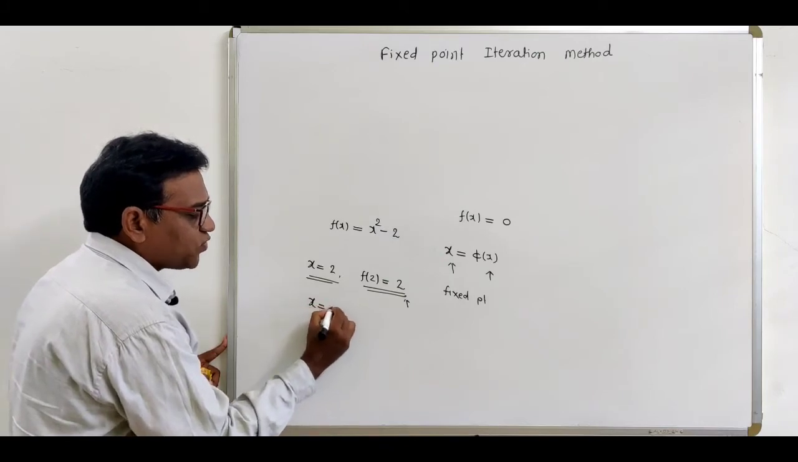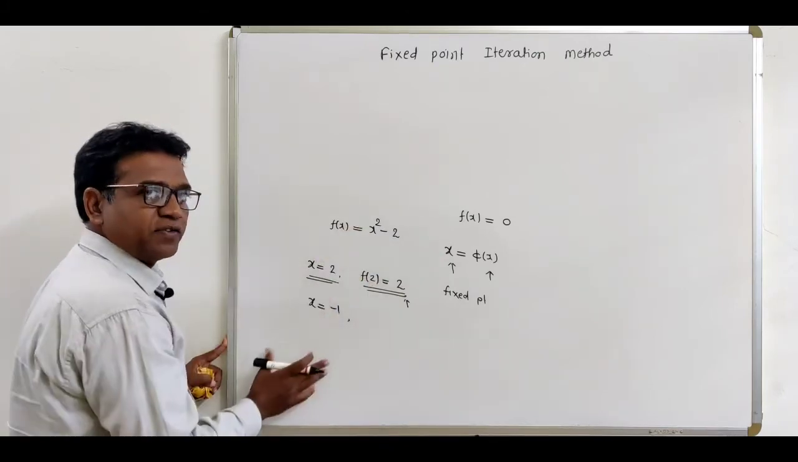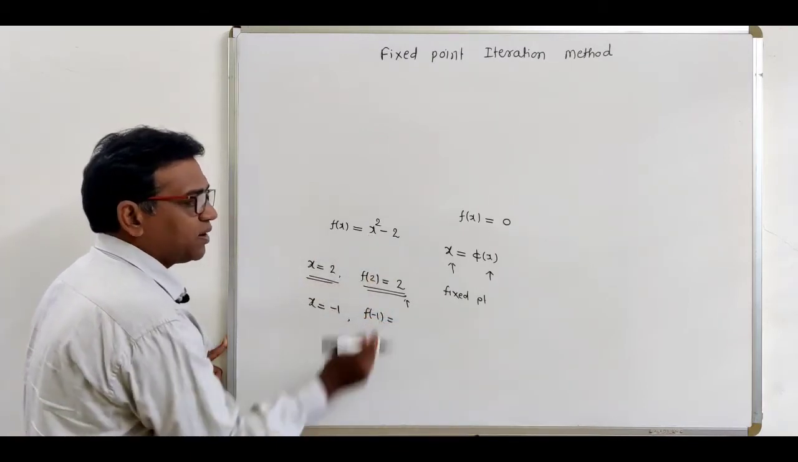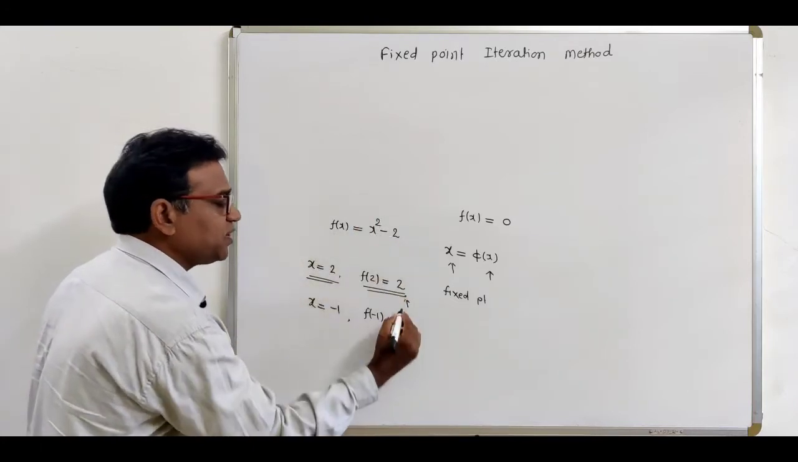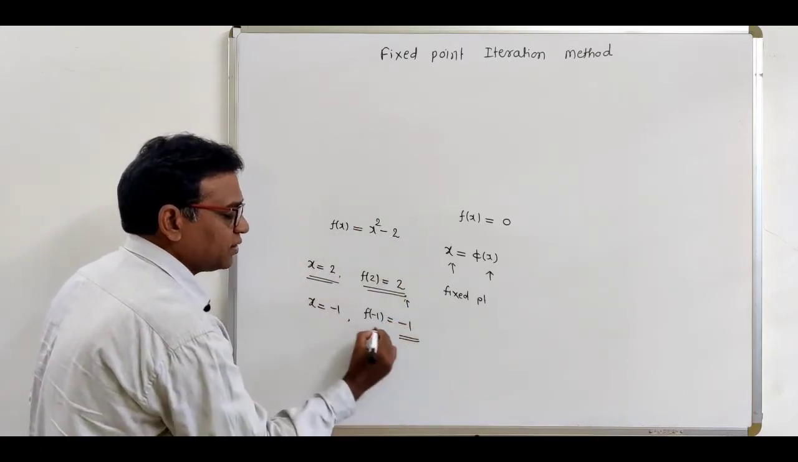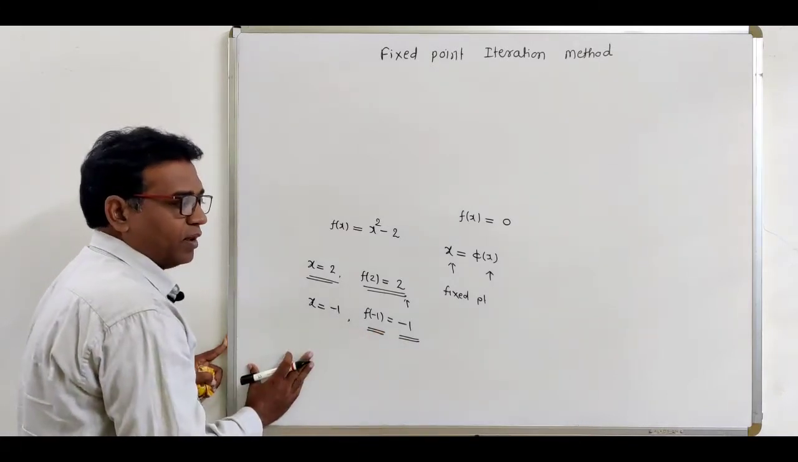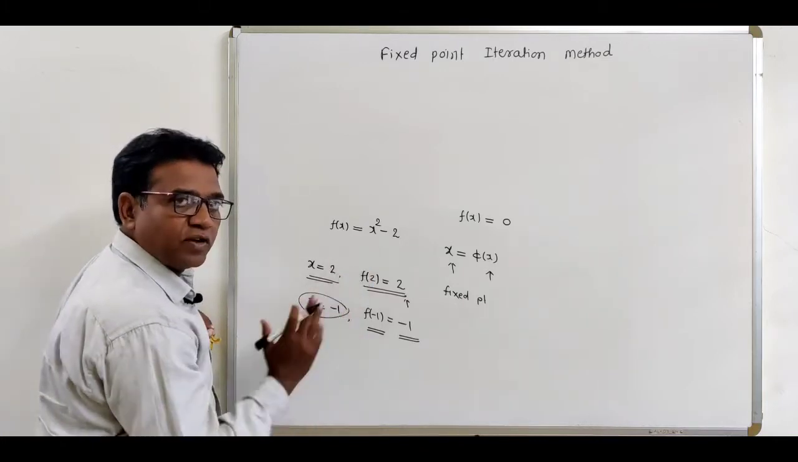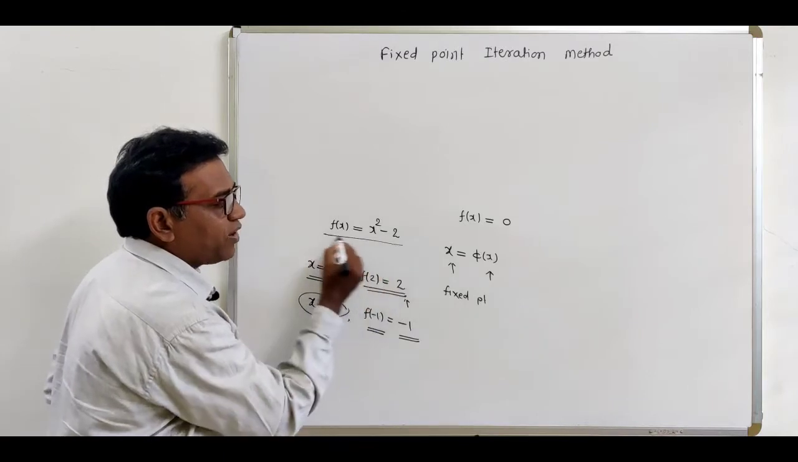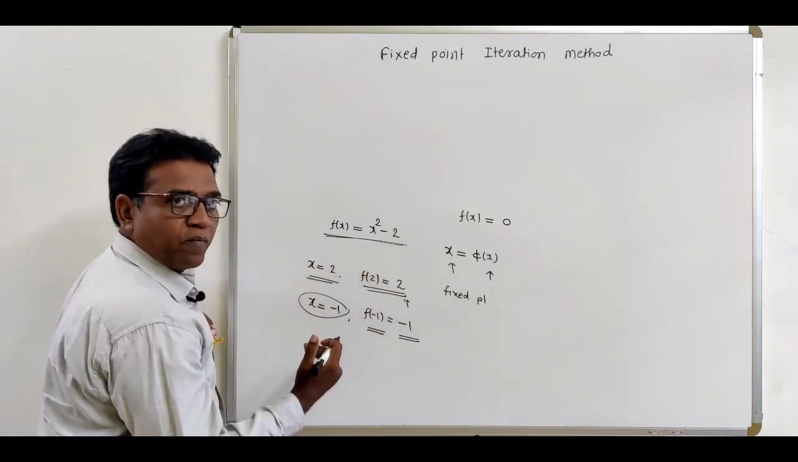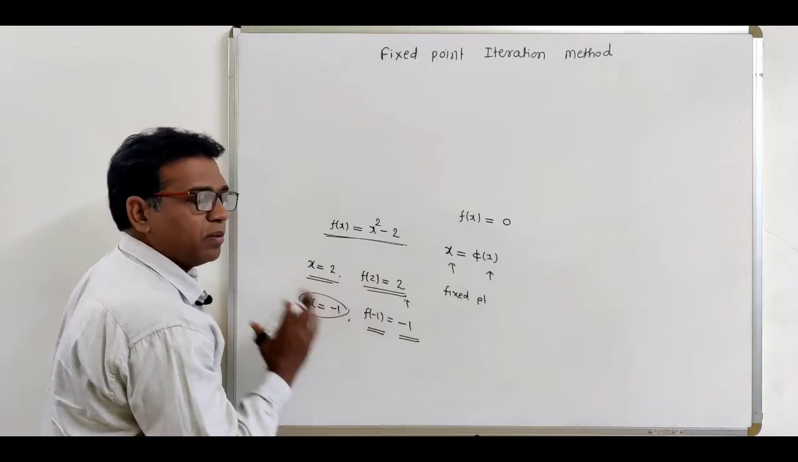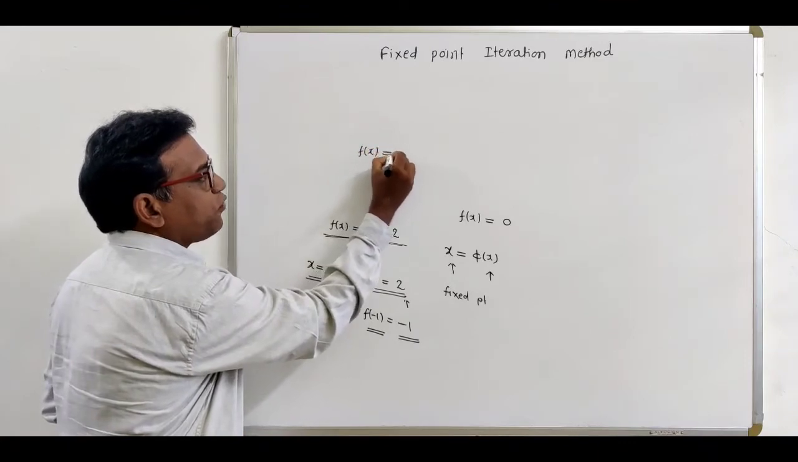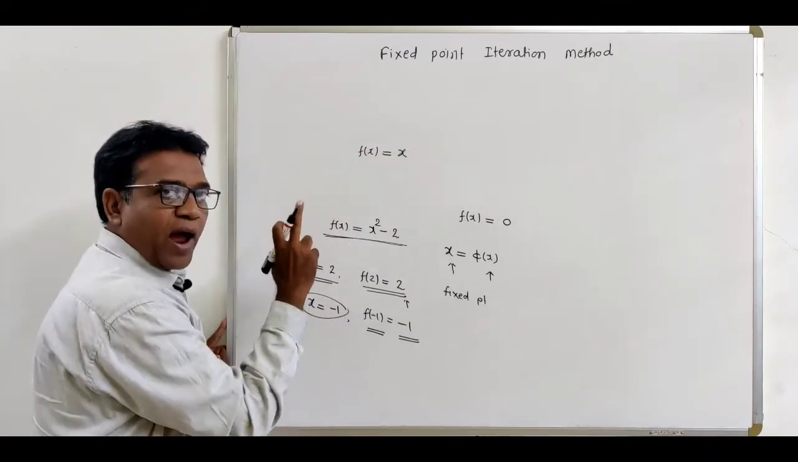Also x equal to minus 1 is again a fixed point for this function. If you put x equal to minus 1, what is the value of f(minus 1)? Minus 1 square is 1, and 1 minus 2 is again minus 1. So the input of the function is the same as the output, so obviously x equal to minus 1 is a fixed point for this function. So for f(x) equal to x square minus 2, we have two fixed points, x equal to 2 and x equal to minus 1.